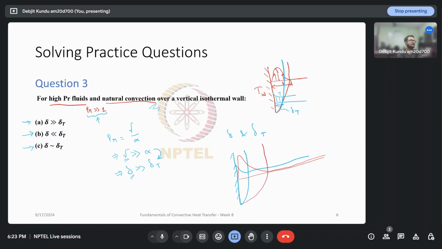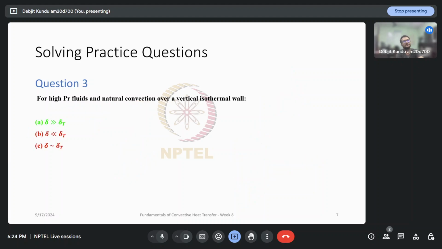And so see, the thermal boundary layer only is this much thick, given by delta t, but the velocity boundary layer extends beyond it, given by delta. So delta would be much, much greater than delta t. Right? Okay. So let's take a look at the solution. It is indeed that delta is much, much greater than delta t.